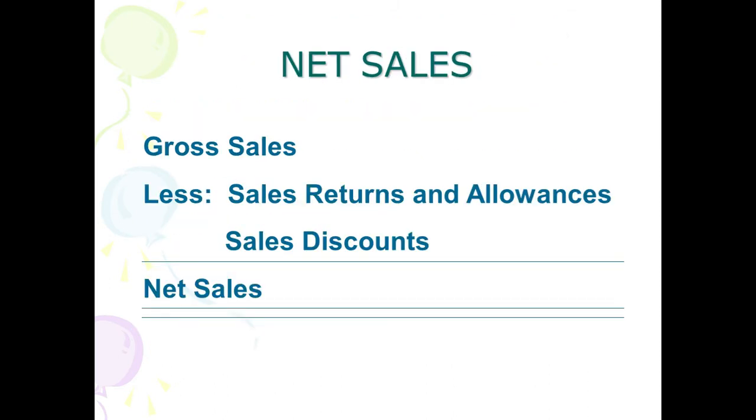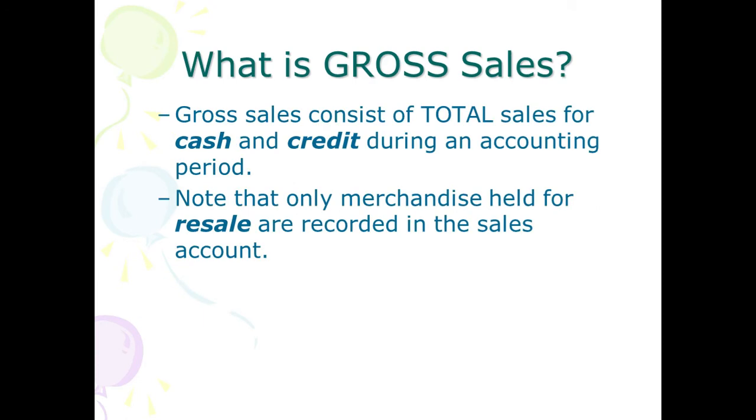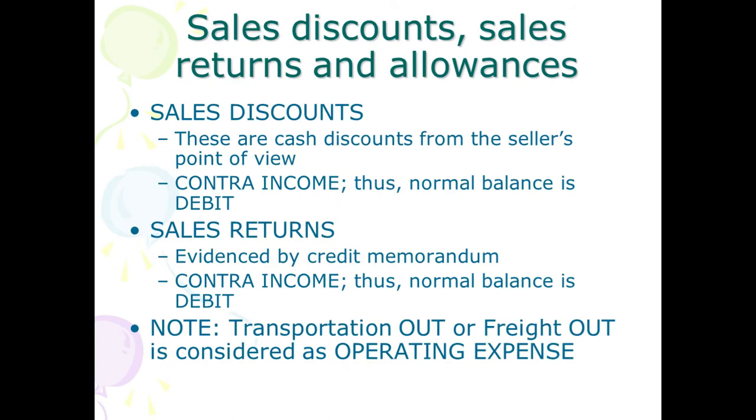If you would notice the formula, you have sales less sales returns and allowances. Both of these accounts, because they are deducted from gross sales, are called contra income accounts. And because sales has a normal credit balance, kay income man ang sales, revenue man ang sales, no? So the normal balance is credit. So ang contra income would go to the opposite of the normal balance, which is debit. So the normal balance of sales discounts is debit.